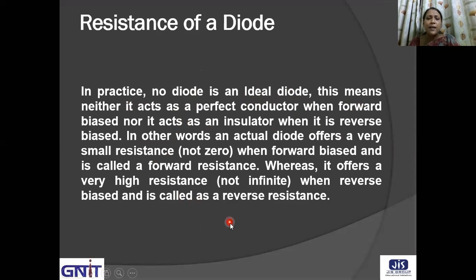This means neither does it act as a perfect conductor when forward biased, nor does it act as an insulator when it is reverse biased. In other words, an actual diode offers a very small resistance when forward biased, called the forward resistance, whereas it offers a very high resistance when reverse biased, called the reverse resistance. This is the practicality of any circuit or device. We can't get the ideal condition very easily. It is very tough. So we can take it as a semi-ideal condition.